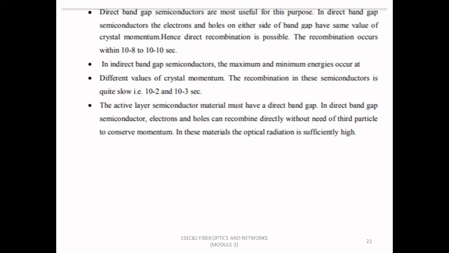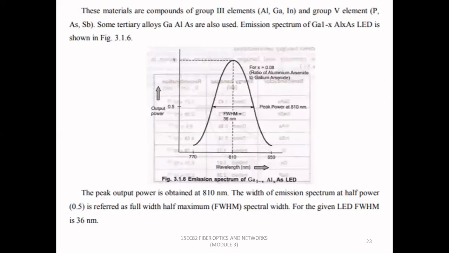The active layer semiconductor material must have a direct band gap. In direct band gap semiconductors, electrons and holes can recombine directly without the need of a third particle to conserve momentum. In these materials, the optical radiation is sufficiently high. These materials are compounds of group 3 elements and group 5 elements. Some ternary alloys like GaAlAs are also used. Emission spectrum of Ga1-xAlxAs LED is shown in figure 3.1.6.